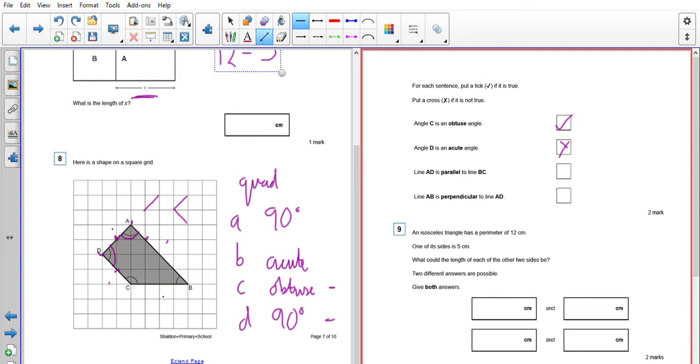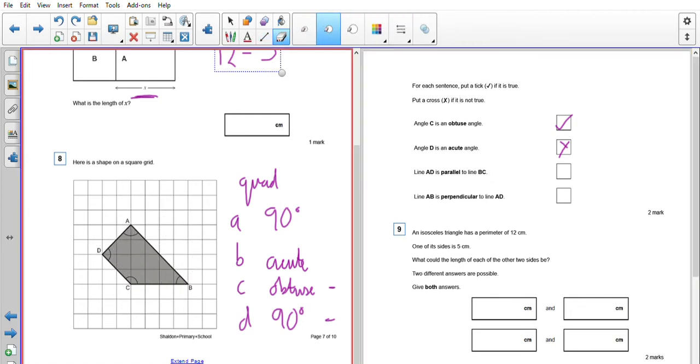Here is AD. Whenever it says something is parallel, we need to draw where those lines are. And the best way to do that is you draw the lines between the points. So line AD is this line here. And then line BC is this line here. And you can look at those and you can tell me straight away that those are not parallel lines.